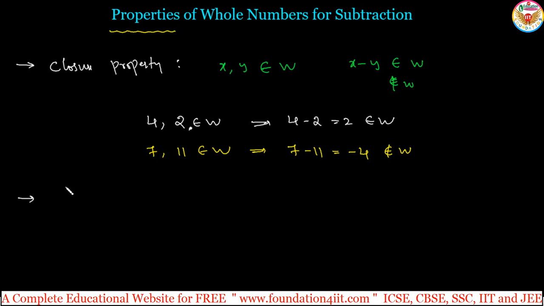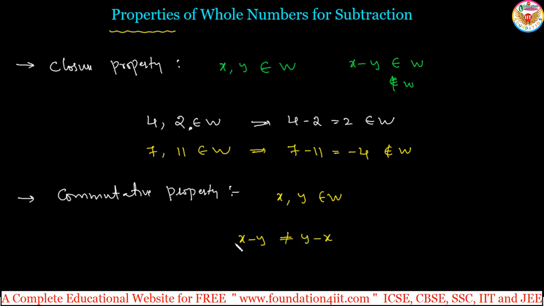Next one, commutative property. If x, y are two whole numbers, then x minus y is not equal to y minus x. This implies the subtraction of two whole numbers is not commutative. Check with an example. Let us take 15, 8 as two whole numbers. 15 minus 8 and 8 minus 15 are not equal, because 15 minus 8 is 7 and 8 minus 15 is minus 7. So they are not equal. That means the subtraction of two whole numbers is not commutative.